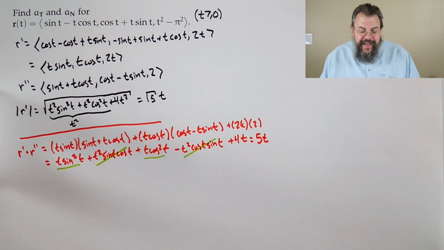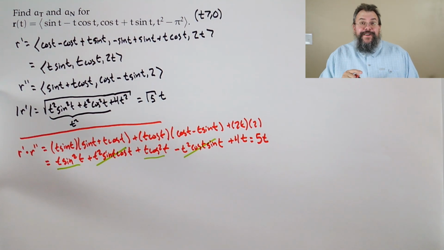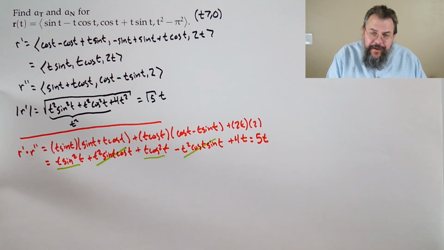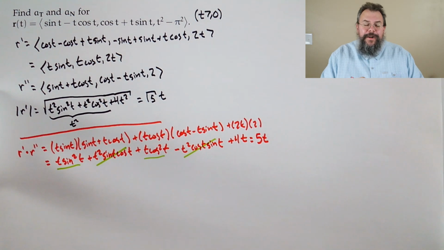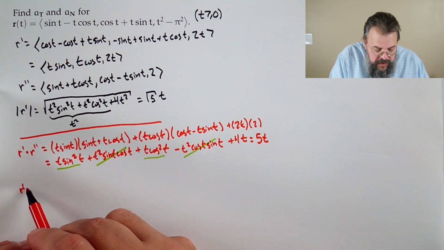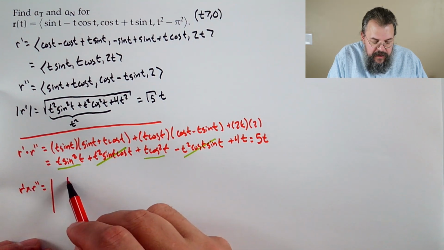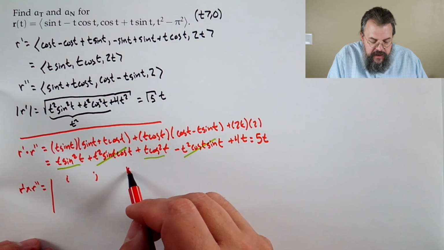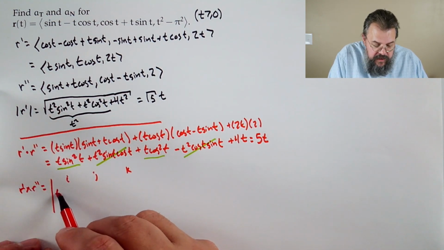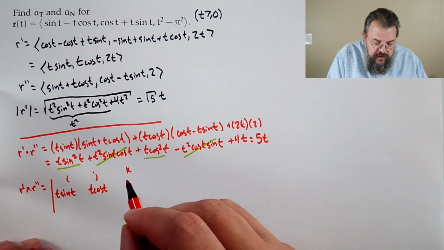Beautiful. Okay, now, next up, the cross product. Okay, it's good to do a good cross product. It feels like it's been a while since we've done a really good one, right? So, r prime cross r double prime is i, j, k. Okay, so put in the entries of r prime. t sine t, t cosine t, 2t.